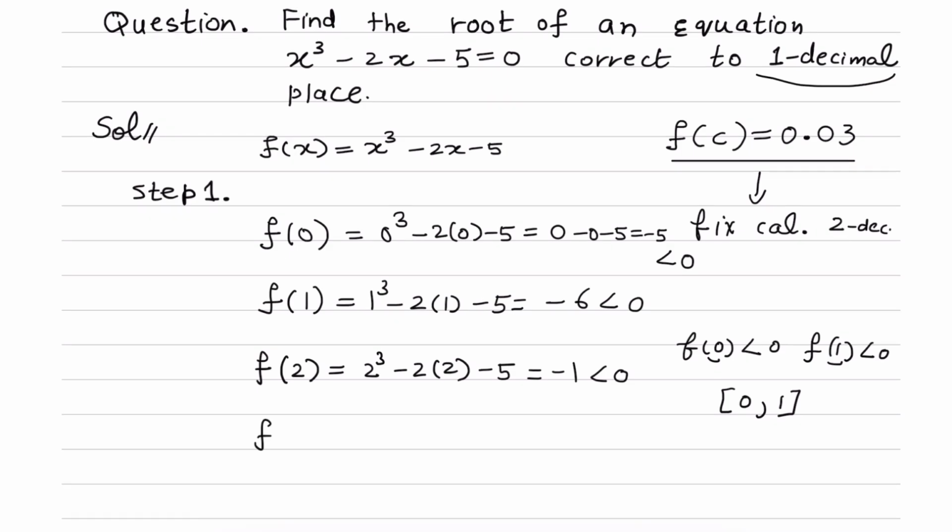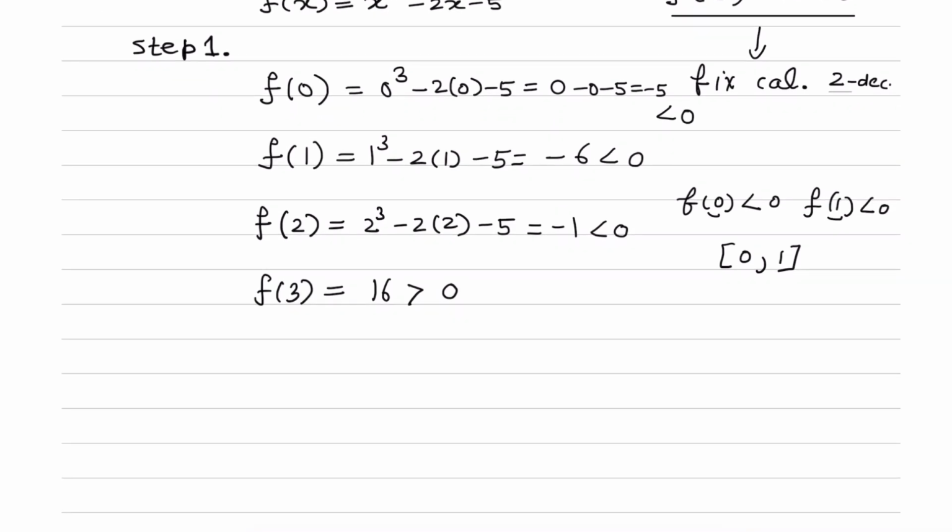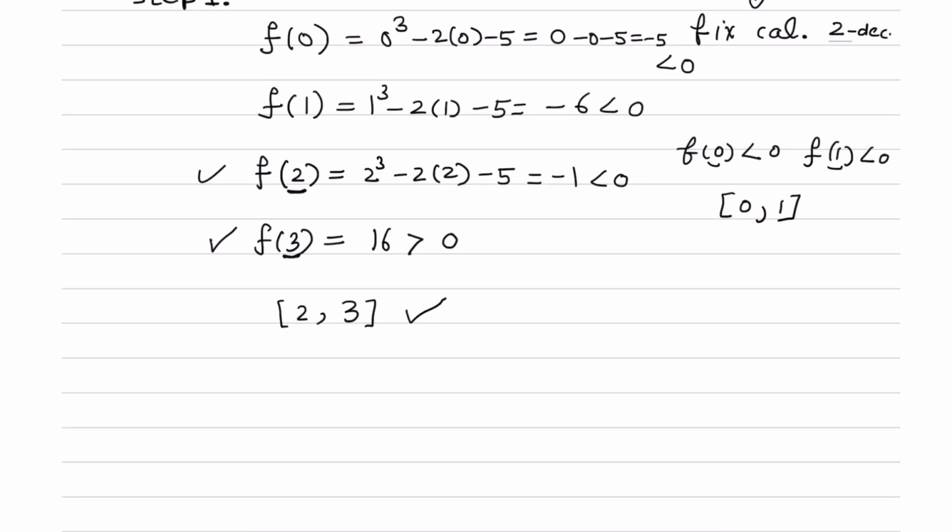We go ahead and find f of 3, and when you use the calculator, f of 3 is 16, which is positive. So we have two numbers: f of 2, where the value of the function is negative, and f of 3, where the value of the function is positive. We have two answers with opposite signs, so we say the interval is composed of these two numbers. So we have the interval 2 3. That's the right interval, and in this interval the root will lie.